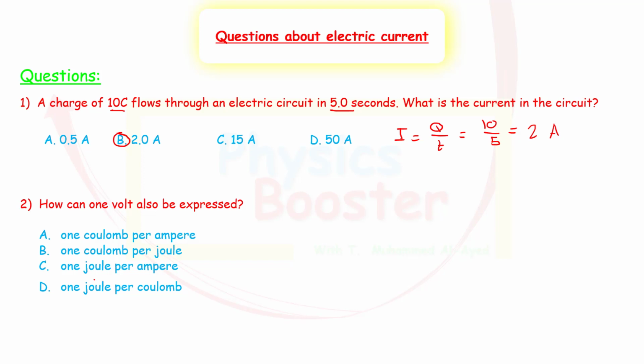Remember, the best definition to what we know is D, because we said that if we have 1 coulomb and we give this 1 coulomb 1 joule, it will give us a volt, or the potential difference in other words. Okay?